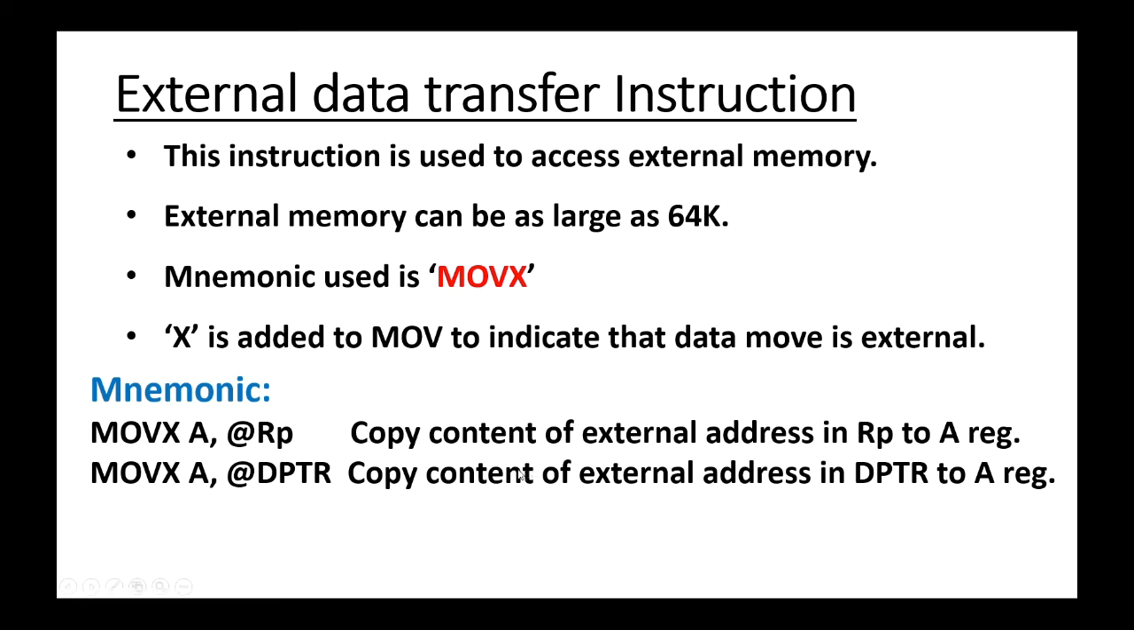So basically here the content of RP is 8-bit and the content of DPTR is 16-bit. The first instruction copies the content of the external address which is provided by this register pointer. From that memory location data is copied into the accumulator, and the second instruction copies the data from the external address which is provided by the DPTR register into the accumulator. So DPTR here provides the 16-bit address and RP provides the 8-bit address.